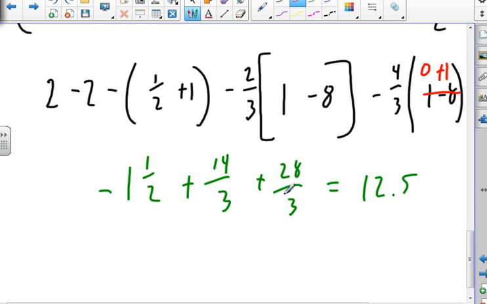Okay, so this is not 28/3. This is a negative 4/3. Minus 1.5 plus 14 thirds minus 4 thirds equals, it looks like 1 5/3.